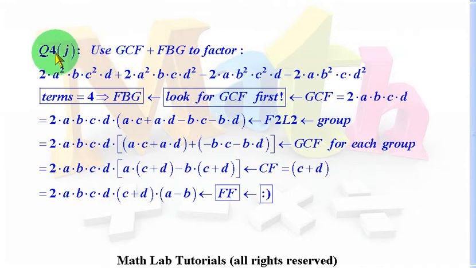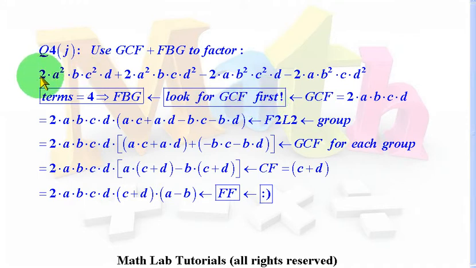It says over here for 4j, use the GCF, greatest common factor, and factor by grouping, FBG, to factor. So when you have an expression, the first thing you always look for is to factor out a possible GCF. Always. I can't overemphasize that. Look for the GCF first. How many terms do we have over here altogether? We have 4 terms. So it looks like it might be a factor by grouping because we have that magical 4 terms. Look for the GCF first.